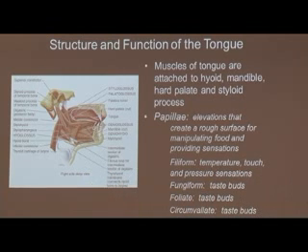There's actually a real human tongue over there in the blue container that you can see all those papillae on, which is a preserved human tongue. And we have some models.